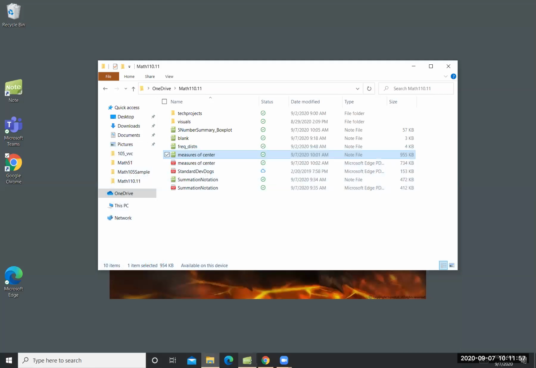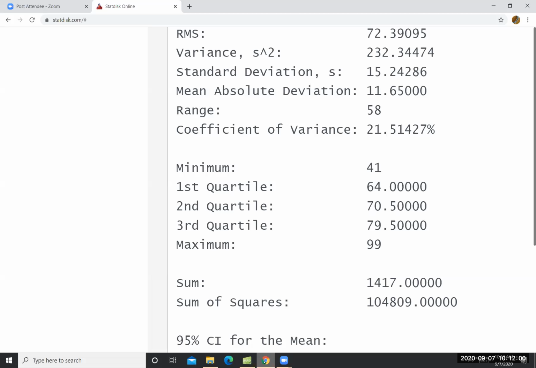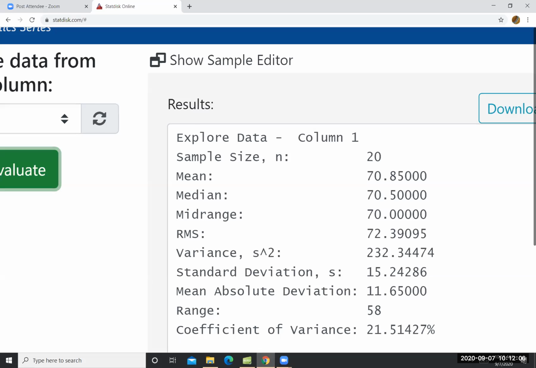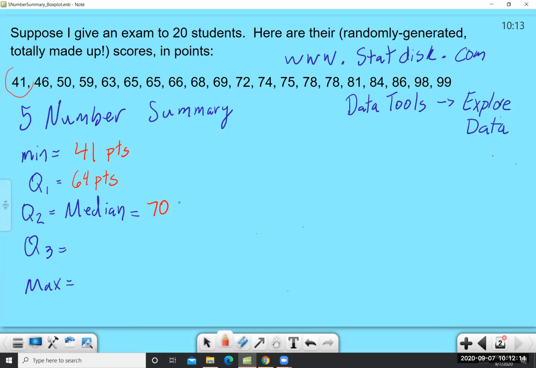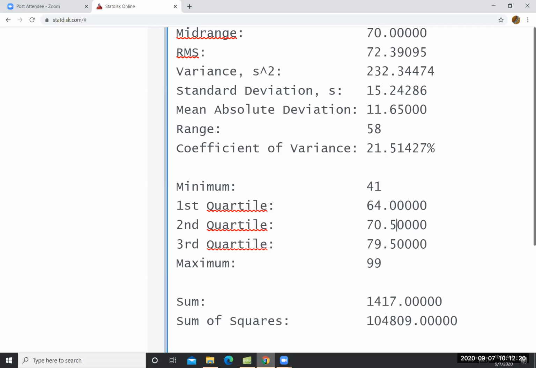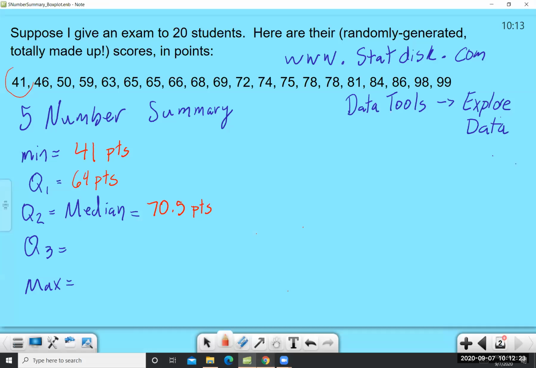Okay, the median, the second quartile, is 70.5. So I could get that from second quartile, or I could go back up here and get it from median. Same value, 70.5 points. Q3, or the 75th percentile, is 79.5. What that means is that 75% of people who took this test scored equal to or worse than 79.5 points. And finally, we need the maximum, which is 99. So the max is 99 points.